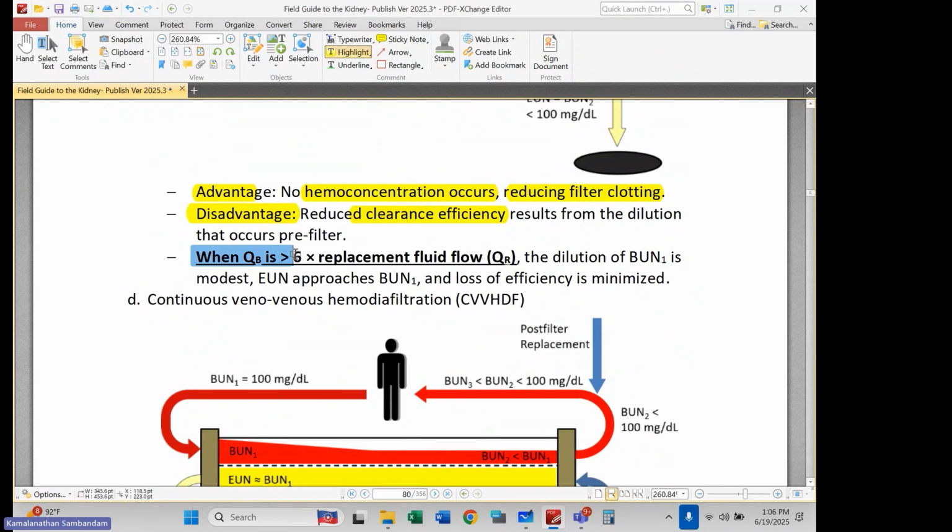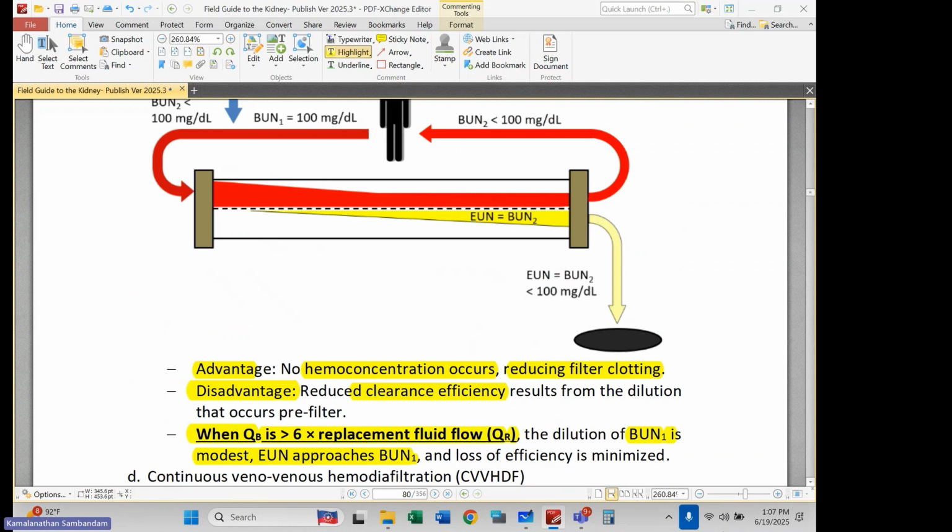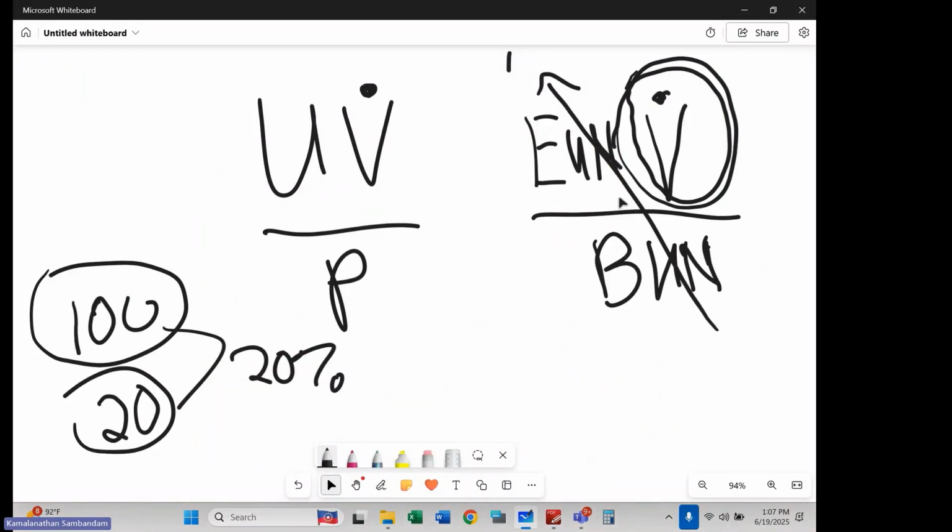Now, as long as your blood flow rate is at least 6 times your replacement fluid flow rate, you can mathematically calculate that the EUN to BUN ratio is at least 85%. Okay? That means, again, this EUN to BUN ratio is not going to be 1, but at least it will be greater than 0.85. So you know that my clearance should be within 85% of my replacement fluid flow rate. Okay?